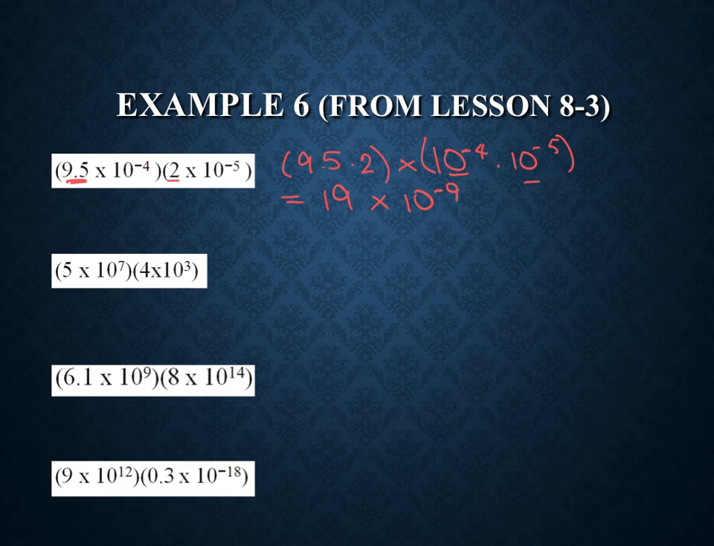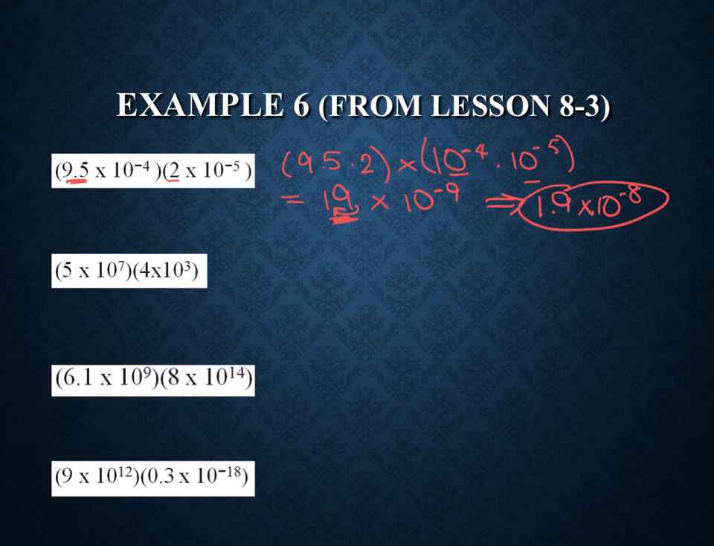And then the only other thing I have to do is I have to clean up the fact that 19 is not a number in between 1 and 10, so I'm going to have to move my decimal place in between that 1 and the 9, so I end up with 1.9 times 10 to the negative 8th. And that is my final answer.